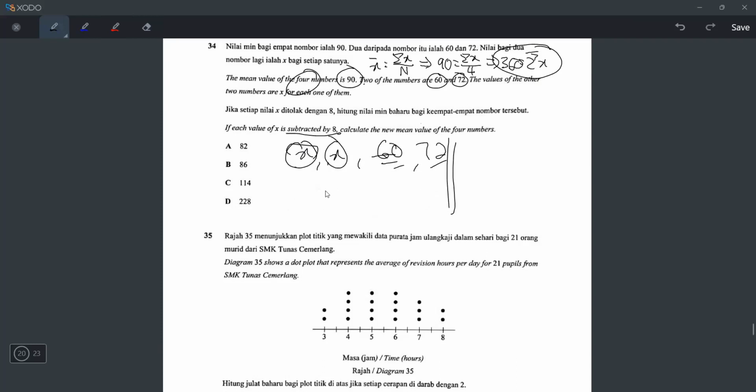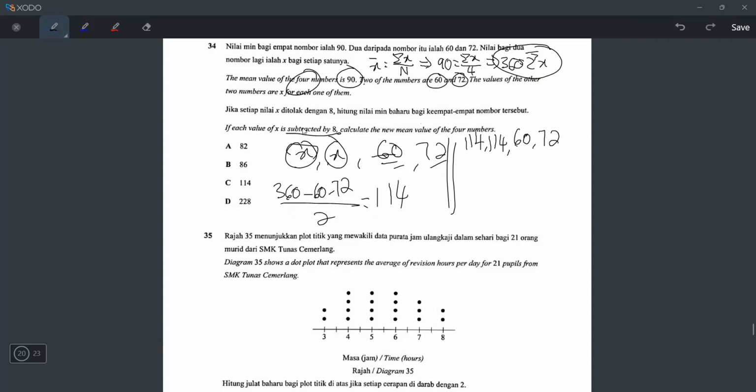Okay, so how to do? Take 360 minus 60 minus 72, and then after you equal, then only divide by 2. So 300 minus 72 equals, divided by 2. I press the calculator, I got 114. It means the four numbers are 114, 114, 60, 72. It's not arranged nicely, but it's okay.